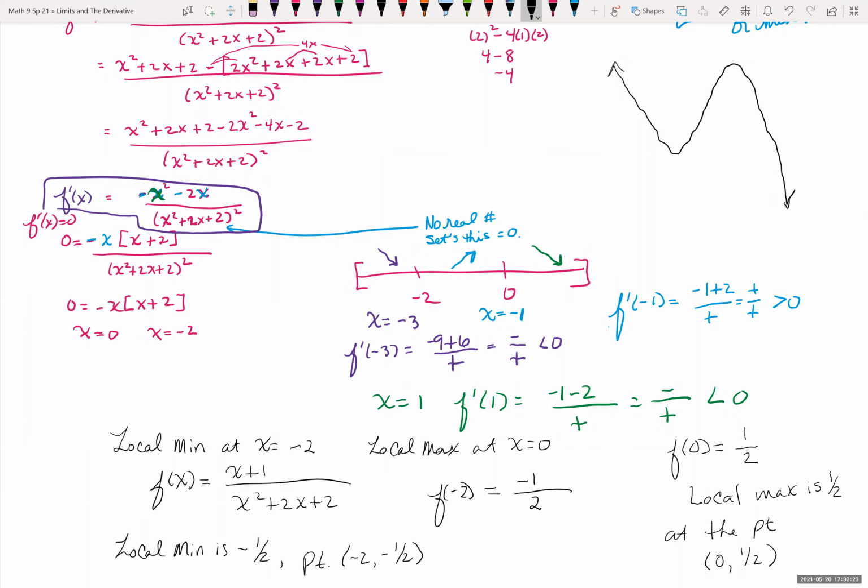So you should be able to, on the final, find local extrema and absolute extrema. You should be able to find where things are increasing and decreasing. And you should be able to find derivatives using all of the different properties.